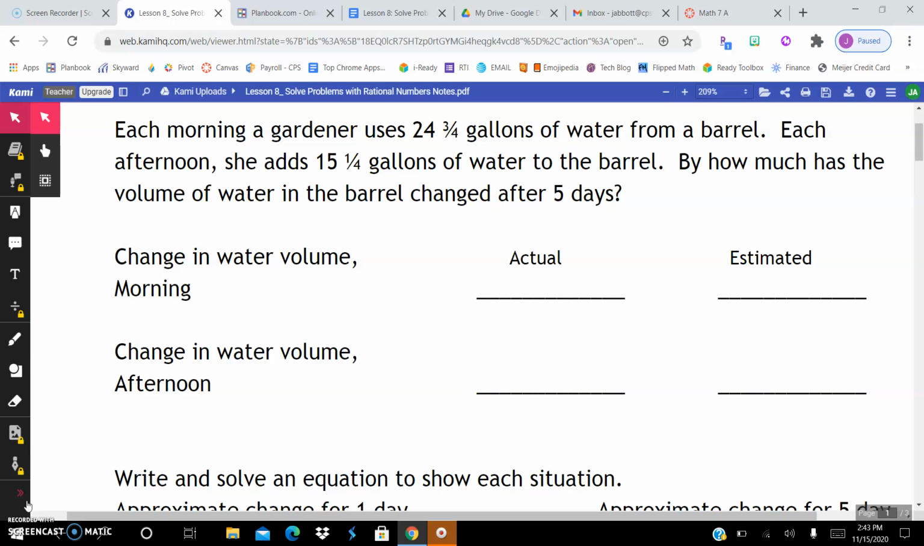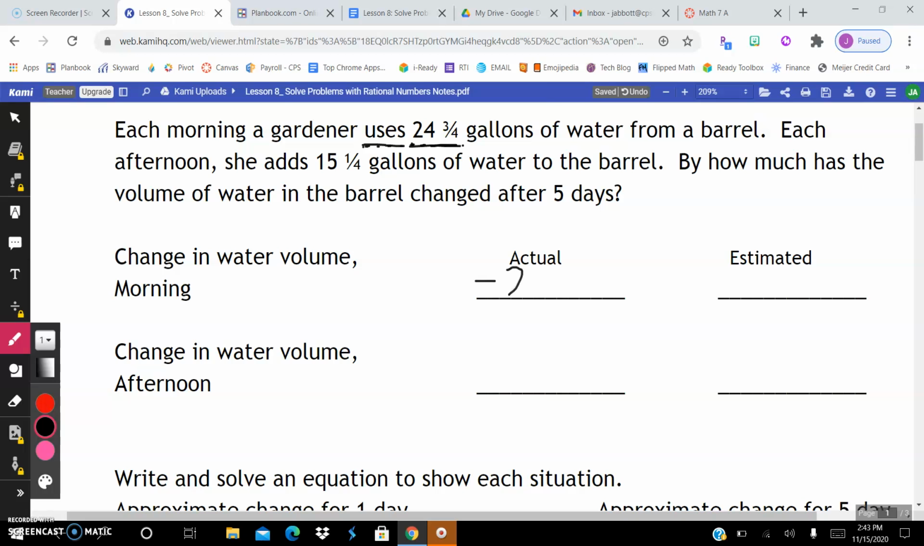So we're going to take a look first at the change in the water volume in the morning. So that is the 24 and 3/4 gallons that she uses. So if she uses it, it's going out, so therefore it would be negative. So the actual number would be negative 24 and 3/4. The estimated would be, we have to look at negative 24 and 3/4, and what is that close to? I would estimate that at negative 25. It's pretty close to that.